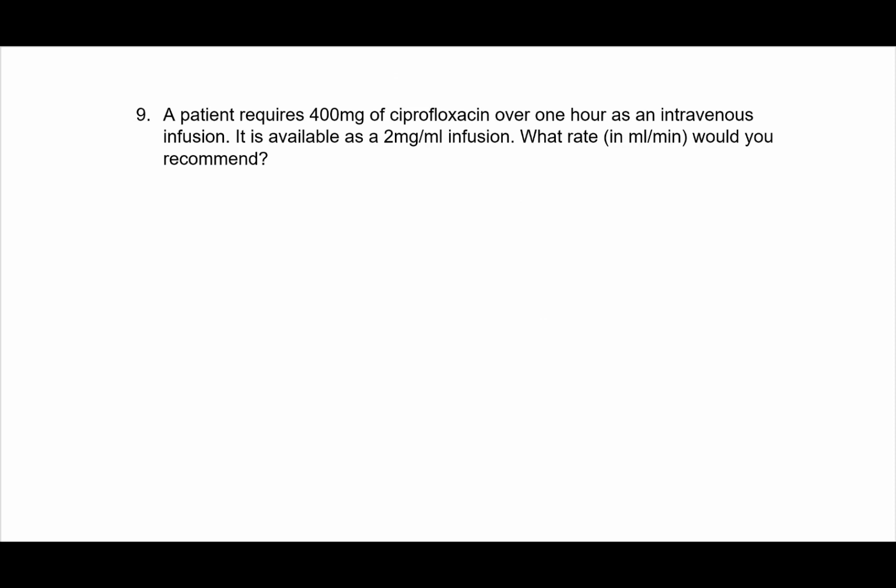We have to give the patient a 400 milligram ciprofloxacin dose over 1 hour as an IV infusion, and the IV infusion concentration is 2 milligrams per mL. So what rate of infusion should we set? Here we have been given how much dose we have to give to the patient over what time, and we have been given the concentration of the infusion, and we are asked to find out what infusion rate we should set so that the patient gets the required dose over 1 hour.